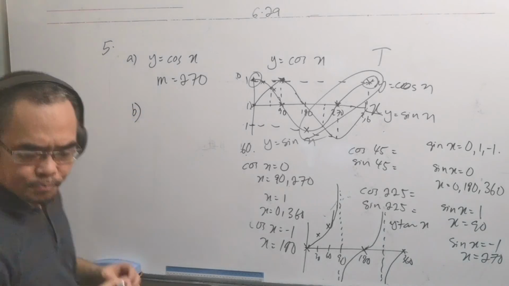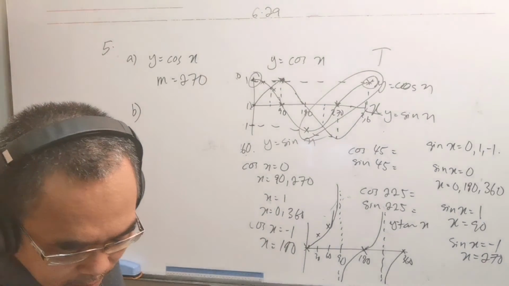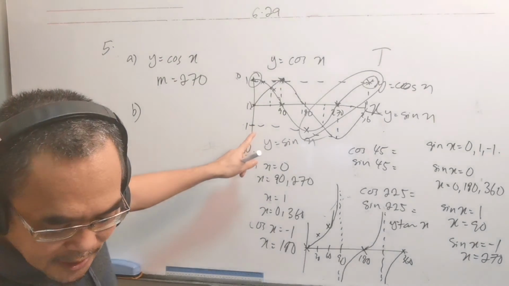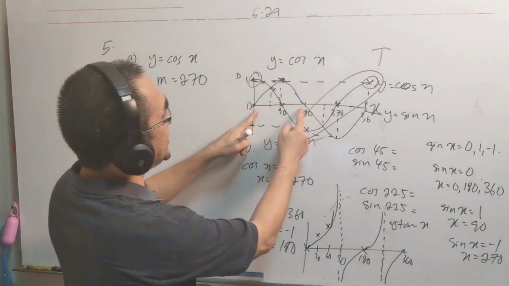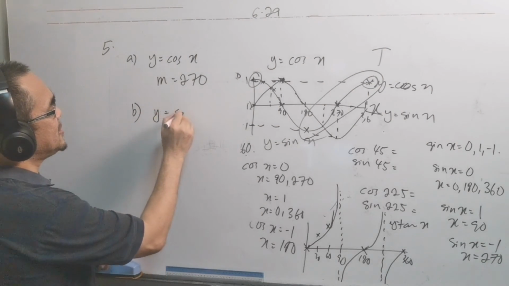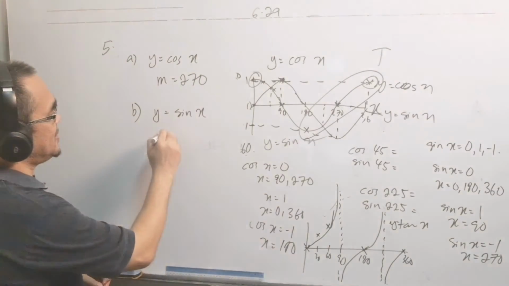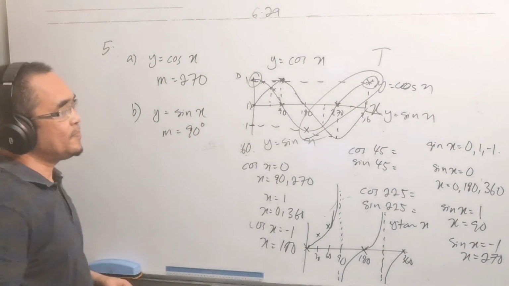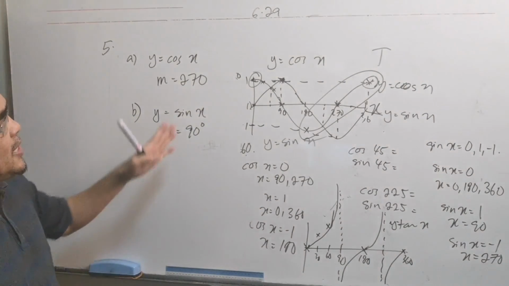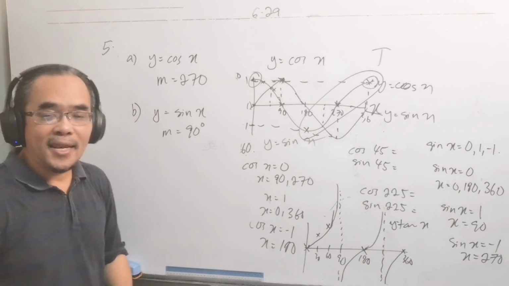So for B, look at the graph, it is somewhat like that. m minus 90, m plus 90. This is above the x-axis, so this is the graph of y equals sine x, and the value of m is 90 degrees. If you understood this, this is actually referring back to the original graphs of sine and cos.